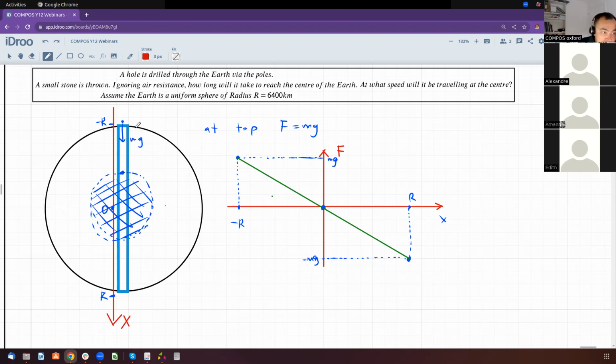So in other words, we can find the acceleration. We can find the force. The force is equal to the gradient, which is minus mg over r, multiplied by x. And this is equal to mass times acceleration. So you can see that the acceleration is equal to minus g over r times x.